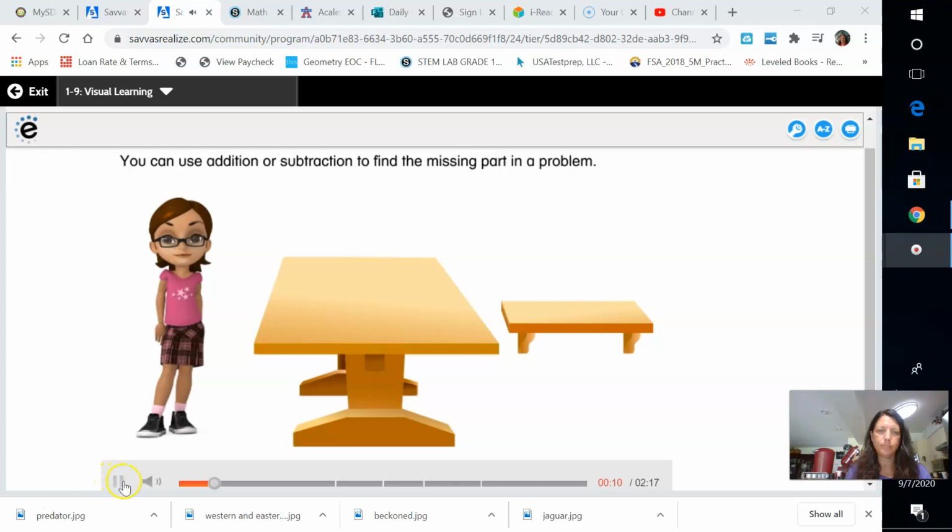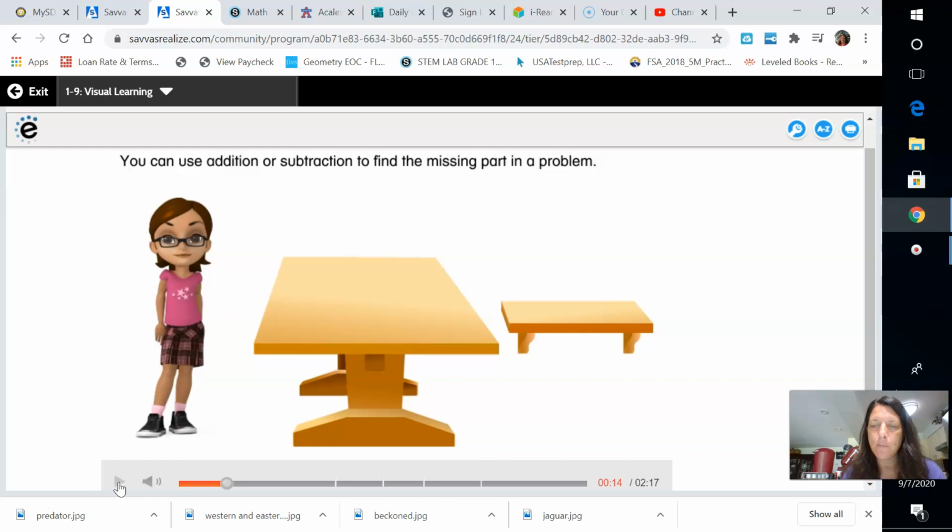You can use addition or subtraction to find the missing part in a problem. Today you're going to have some word problems, and I want you to get your yellow highlighter out. While you're reading the problems, look for words that tell you whether it's subtraction or addition. You might see words like how many in all or how many altogether. Those words always mean addition. We're putting two groups together and figuring out how many we have altogether.